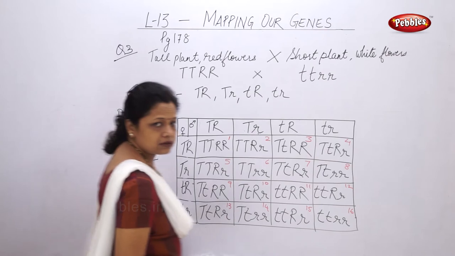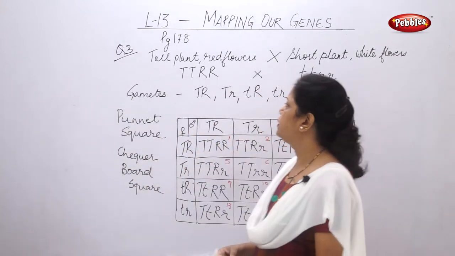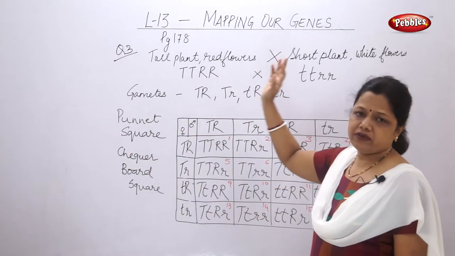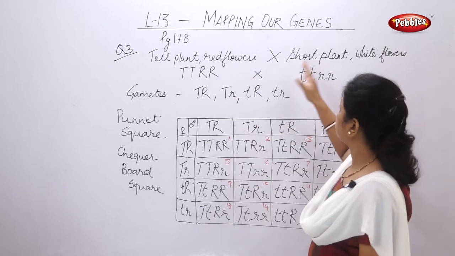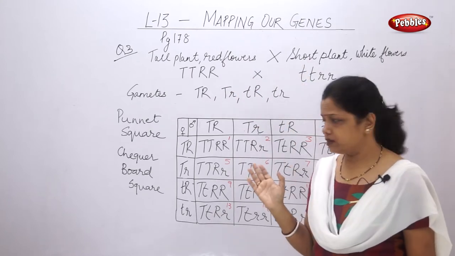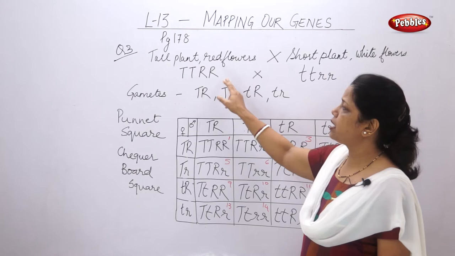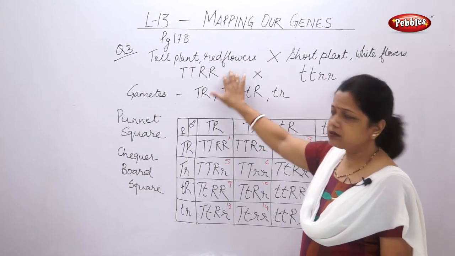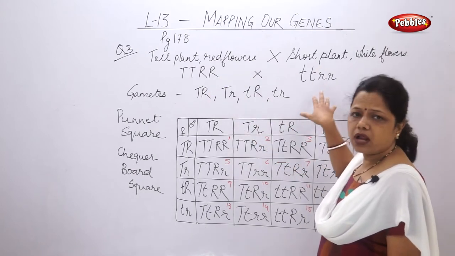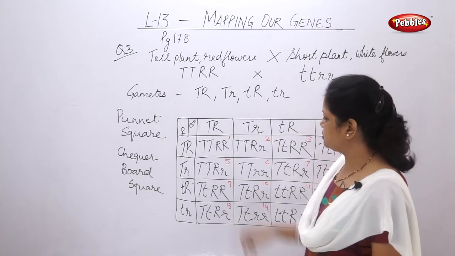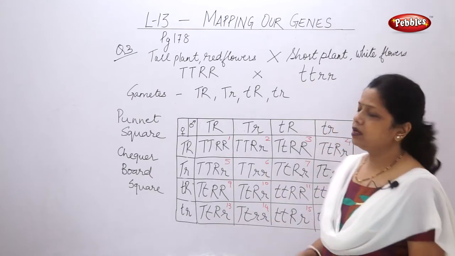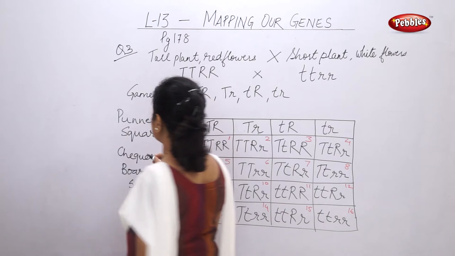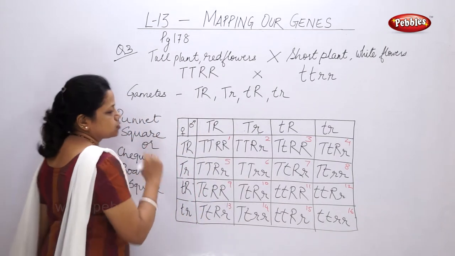This is the result if we take a pea plant which is tall and has red flowers, and another which is a short plant with white flowers. So TTRR are the dominant characters here, and small t small t small r small r are the recessive characters. And this is the Punnett square which is formed. This is called a Punnett square or checkerboard square.